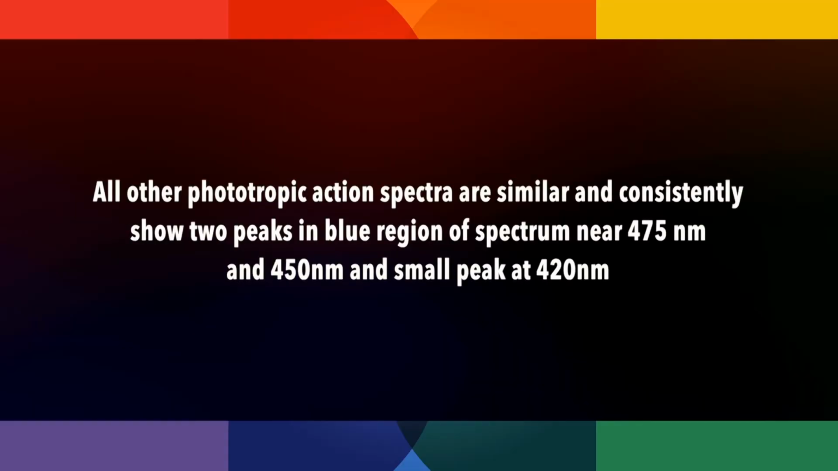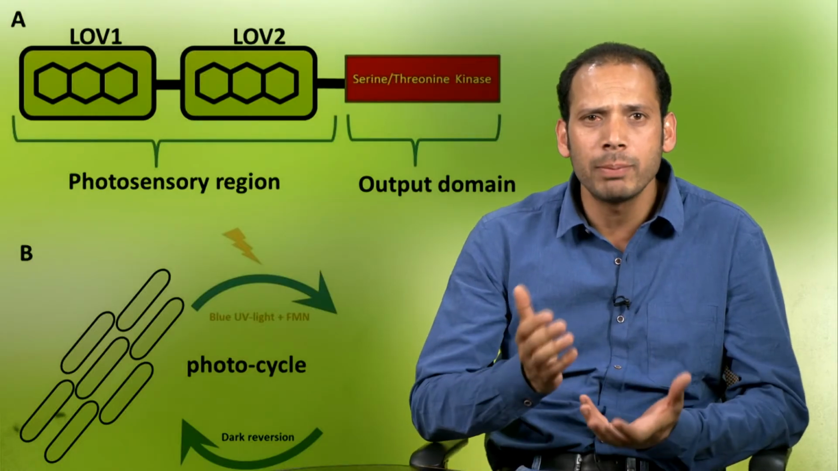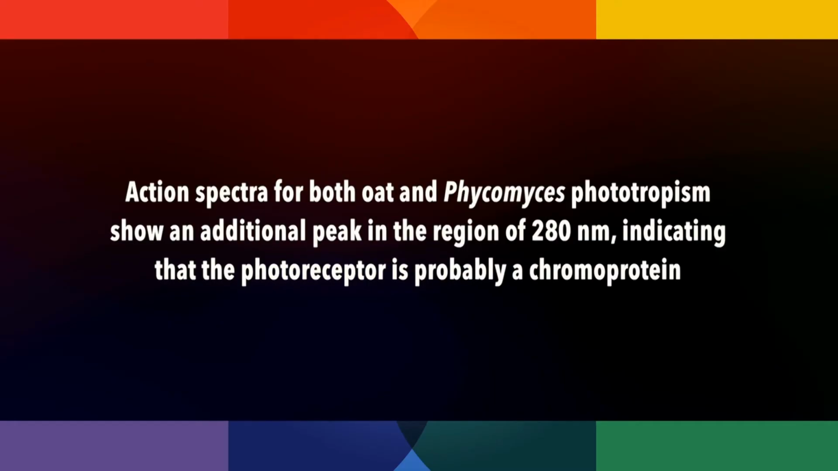All other phototropic action spectra are similar and consistently show two peaks in the blue region of the spectrum near 475 nanometer and 450 nanometer, and a small peak at 420 nanometer. In addition, there is a broad action peak in the UVA region near 370 nanometer. The action spectra for both oat and Phycomyces phototropism show an additional peak in the region of 280 nanometer, indicating that the photoreceptor is probably a chromoprotein.